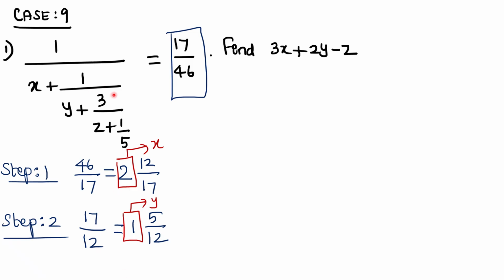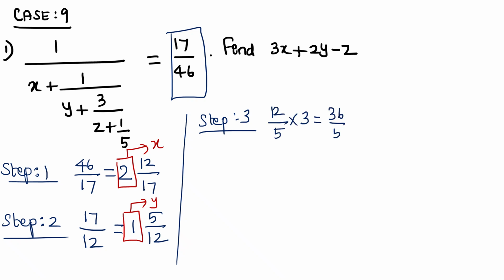Now straight away for y, you're getting the number 3. So in step 3, what you're going to do is write the reciprocal of 5 by 12 and multiply by 3. That is your step 3. So 5 by 12, if I take the reciprocal, I'll get 12 by 5. That into 3, I'll get 36 by 5. This 36 by 5 will be equated with z plus 1 by 5.